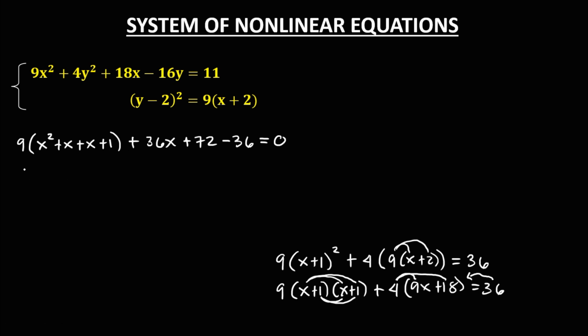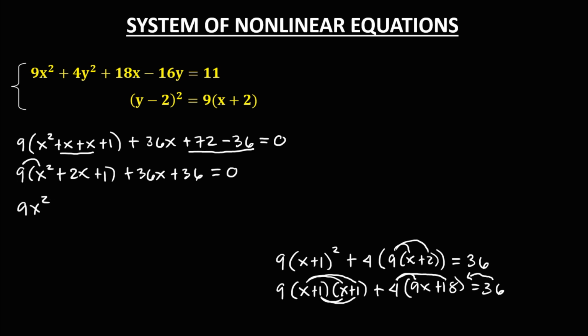Then simplify, so this becomes 9 times x squared plus x plus x, this one is 2x, then plus 1, then plus 36x, this 72 minus 36, that's positive 36, then equals 0. Then multiply this 9 times x squared, this one is 9x squared, and 9 times 2x, that's positive 18x, and 9 times 1, that's positive 9, then plus 36x plus 36 equals 0.